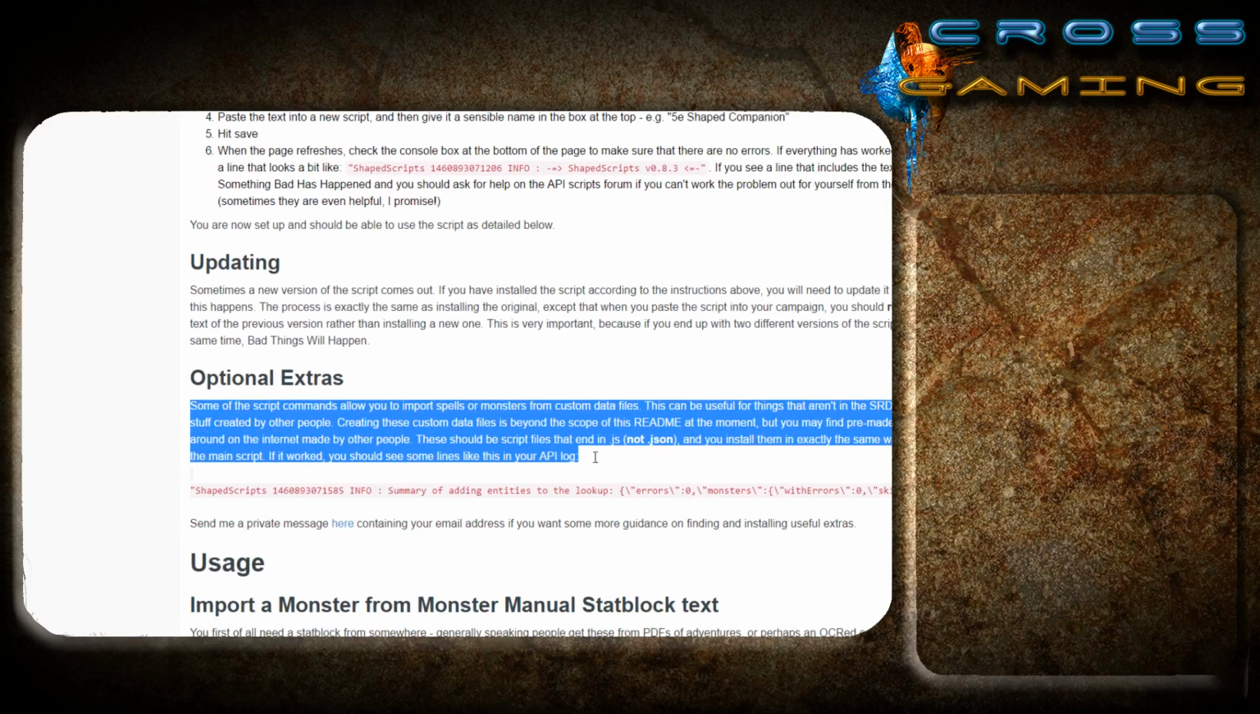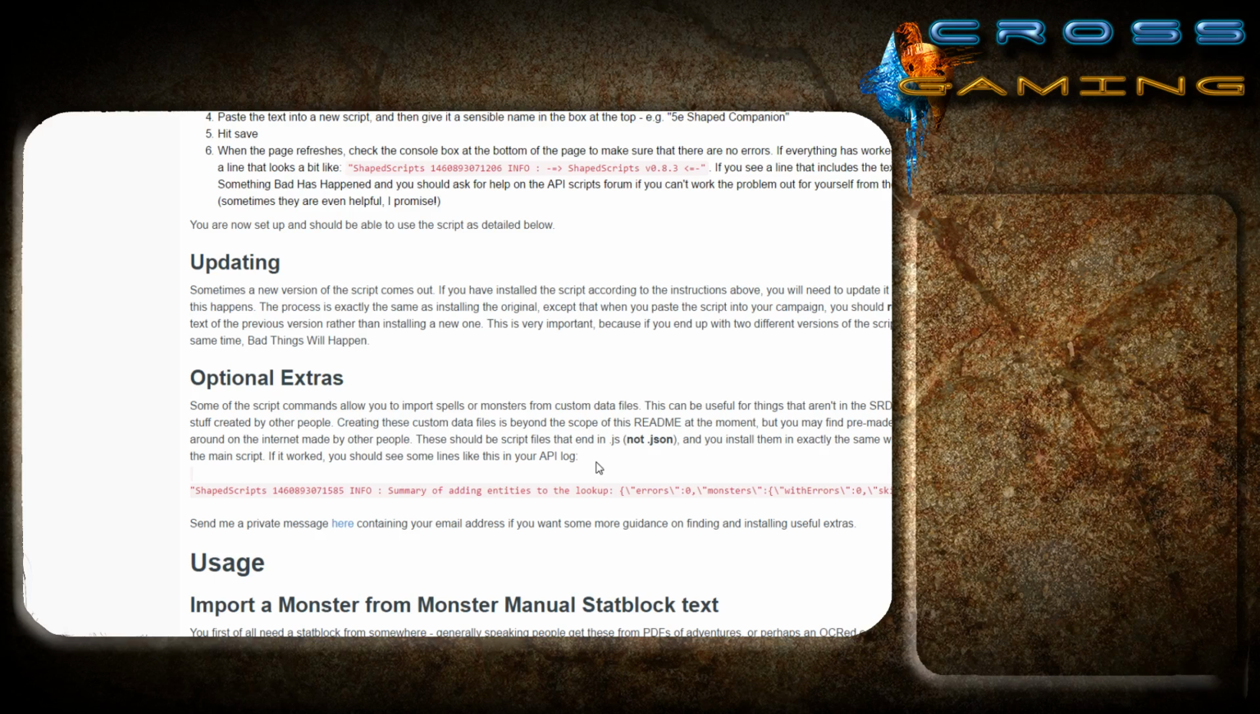Optional extras, and this is what I just installed, is some of the script commands allow you to import spells or monsters from custom data files. That is what I installed, was a custom data file. 5e monsters and 5e spells were both custom files. These custom files are beyond the scope of the README, so instructions are not really found here. However, this is somewhat of an example here.